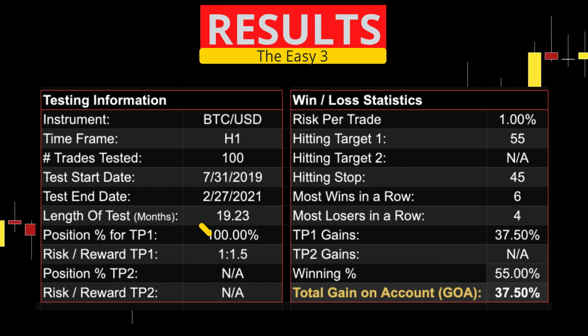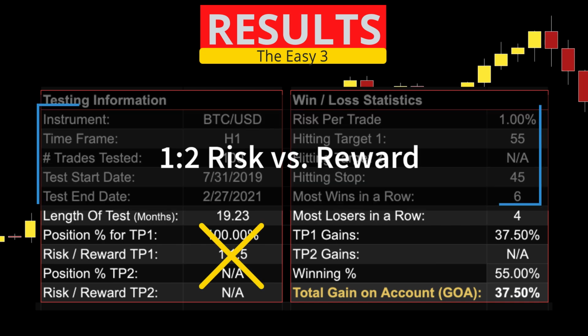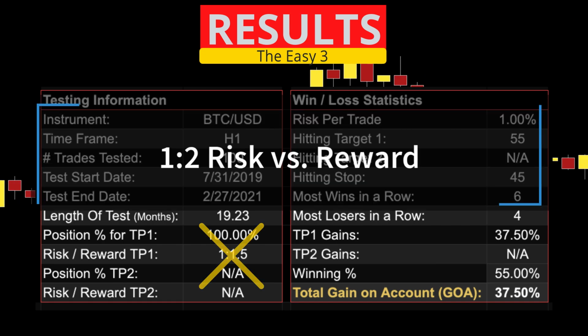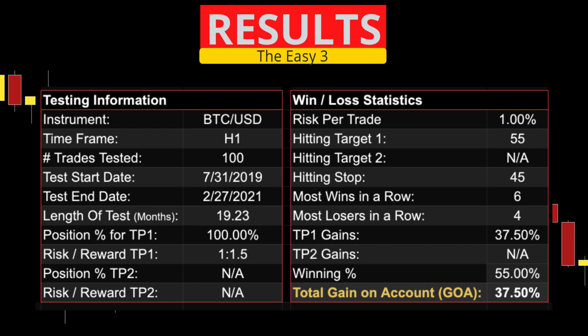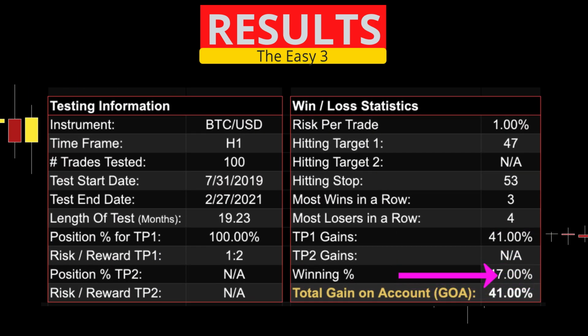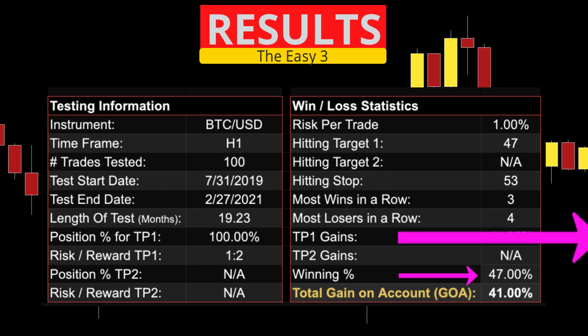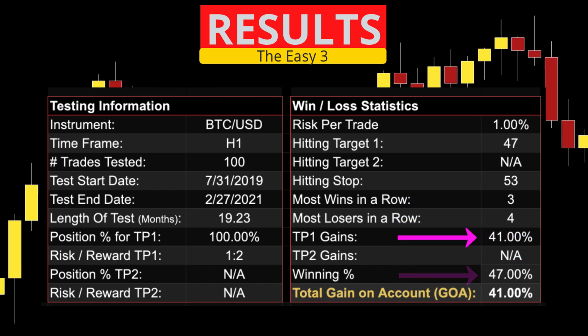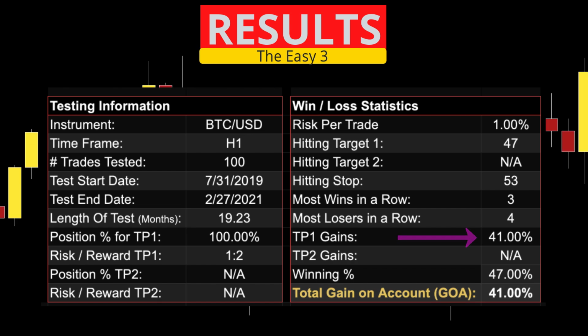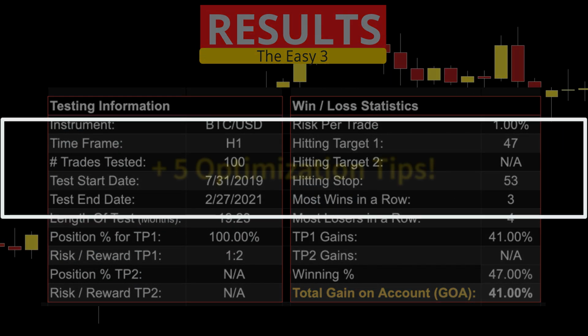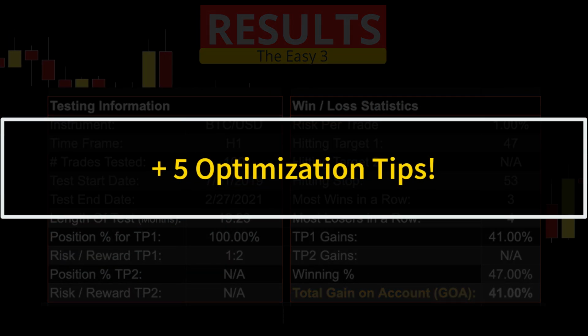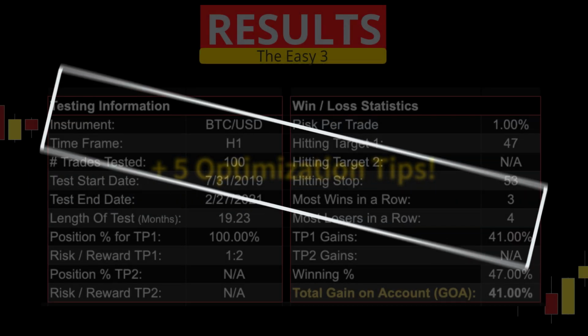What if instead of using a 1 to 1.5 risk to reward, we used a 1 to 2 risk to reward? Funny you asked. Using a 1 to 2 risk versus reward, the winning percentage went down to 47%, but the gain on the account went up 3.5 points to 41%, which is statistically significant. Stay tuned because I'm going to give you 5 fantastic ideas on how to crank up this strategy.